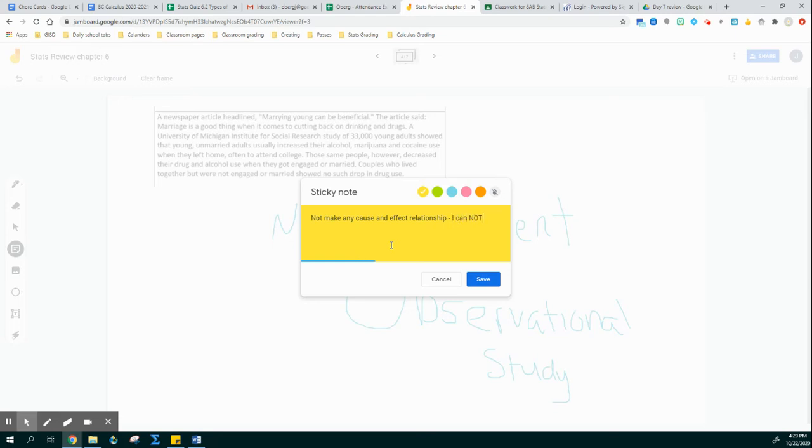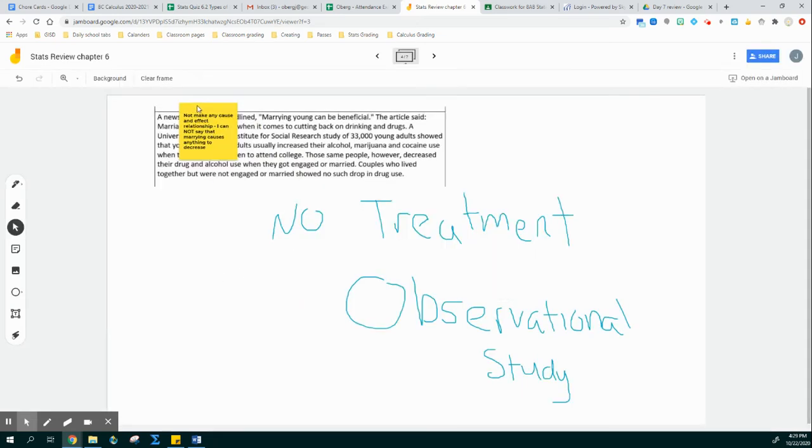I cannot say that marrying causes anything to decrease. I can't make the claim, or rather, I can't trust the claim that I see in here. I can say that there seems to be a relationship, there might be a correlation, but I can't say that this marriage causes that to happen.